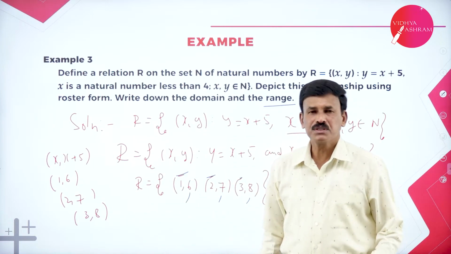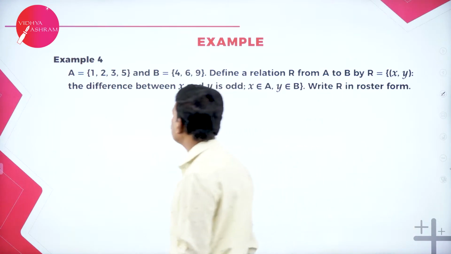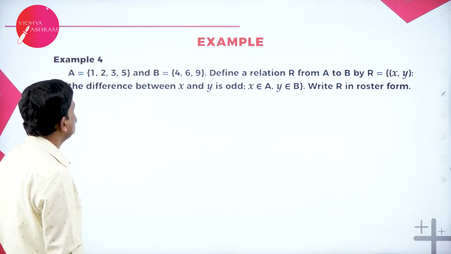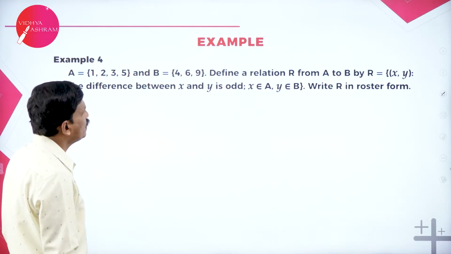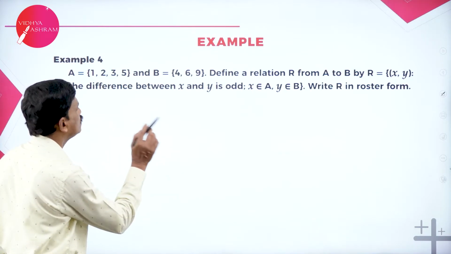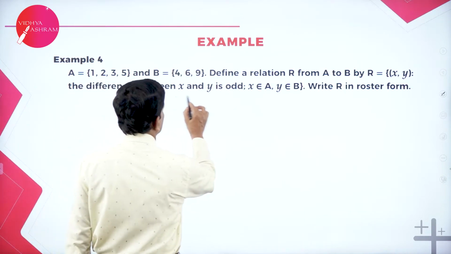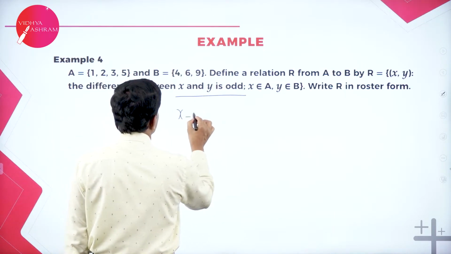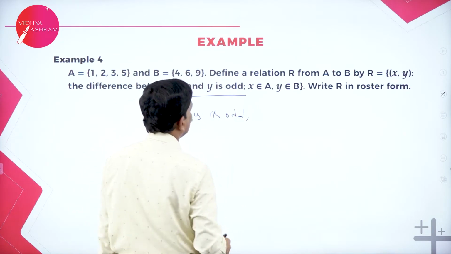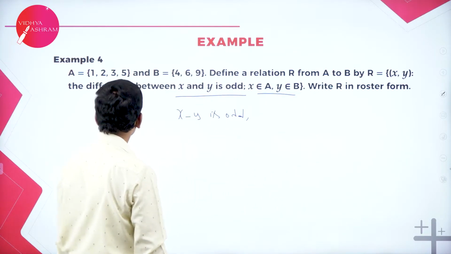Even these questions are repeated for second year PUC also. Now let us come to the next problem. Example number 4. If A is equal to {1, 2, 3, 5} and B is equal to {4, 6, 9}, define a relation R from A to B by R is equal to {(x, y) such that the difference between x and y is an odd number}, x minus y, where x belongs to A and y belongs to B. Write R in the roster form.